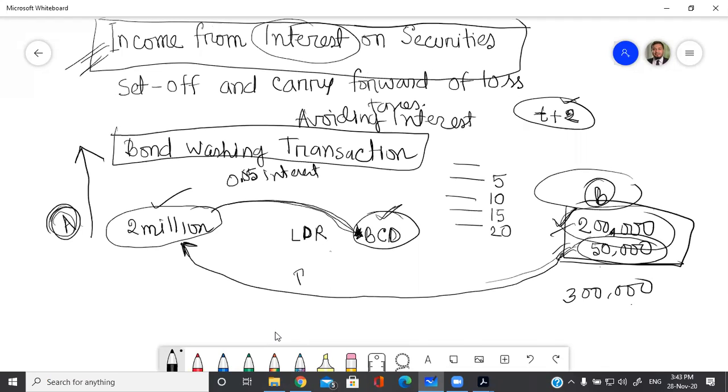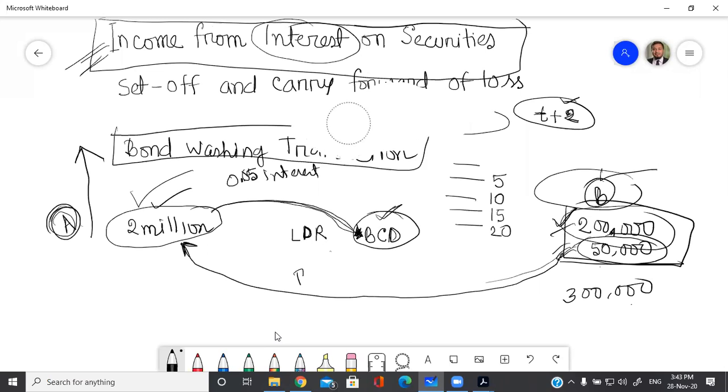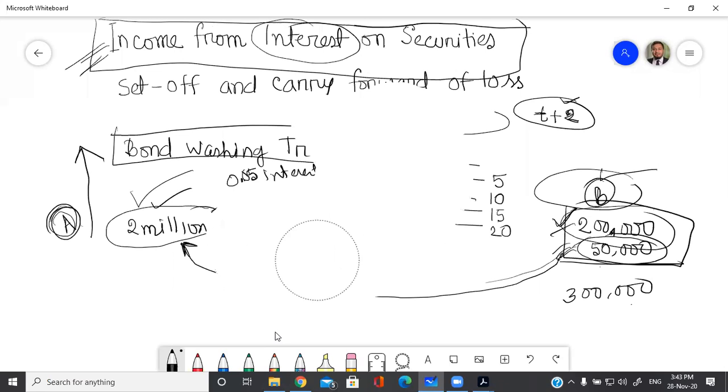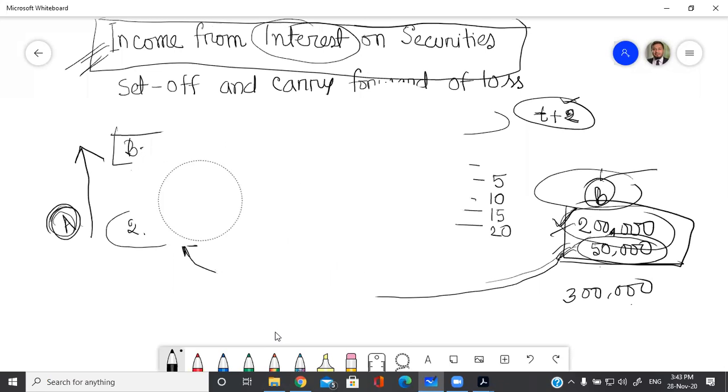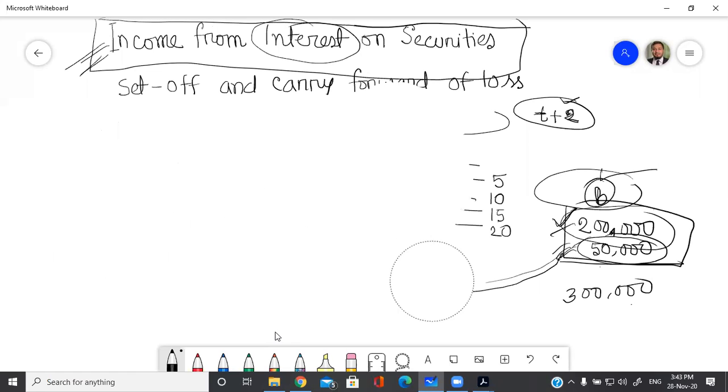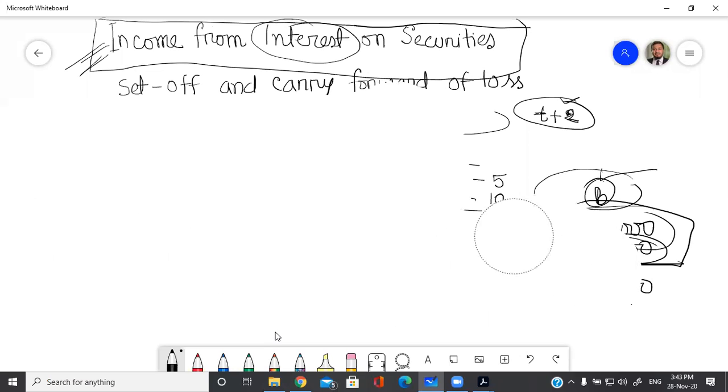By having this transaction, the tax authority is not getting any taxes either from Mr. A or from Mr. B on the interest income. So if the Deputy Commissioner of Taxes investigates this kind of transaction, he will charge a penalty to the persons involved. Okay.